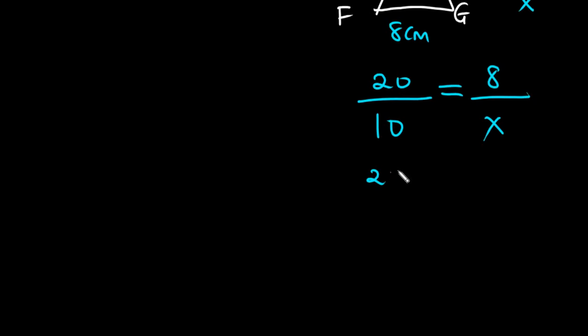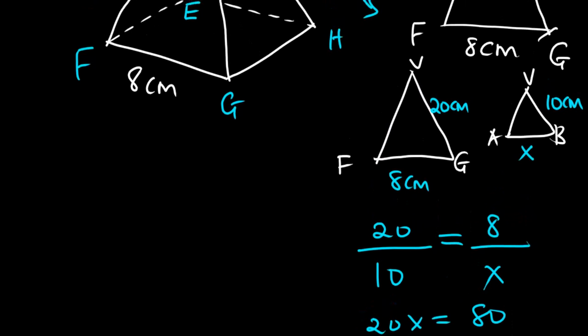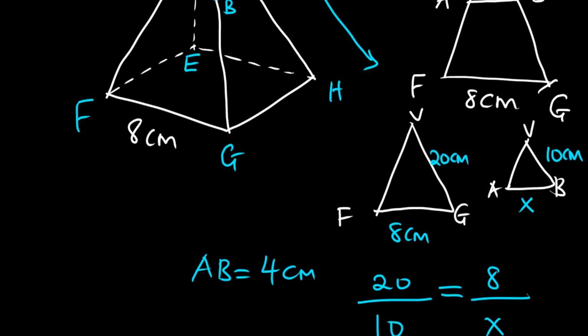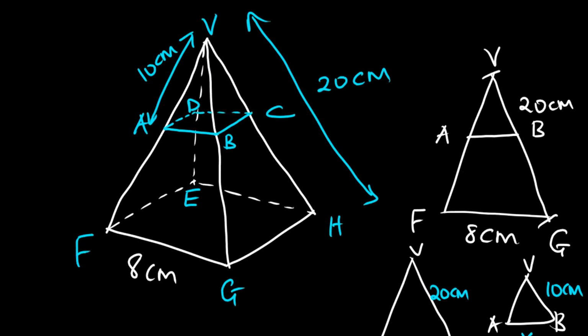So we can get the value of X, which is the length AB. This is going to be 20X equal to 80. If we divide through by 20, we get X as 4 centimeters. But X is the length AB, which we are required to find. So AB is 4 centimeters. Back to our pyramid, you can see where AB is. AB is 4 centimeters.